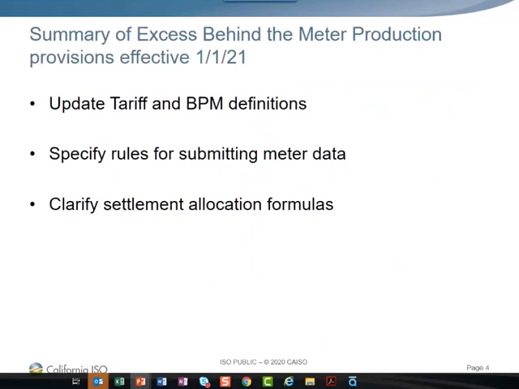So the excess behind the meter production provisions that are going to be changing effective January 21st of 2021, we're going to be updating the tariff and some BPM definitions and specifying rules for submitting meter data because we're going to be doing it with this new excess behind the meter production value, and we're going to clarify settlement allocation formulas.